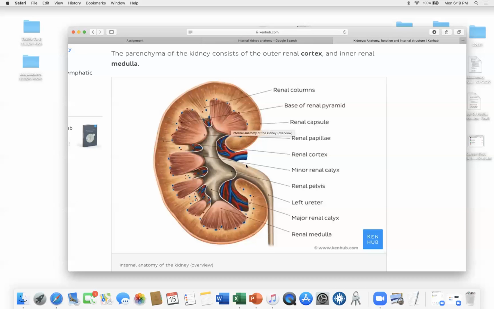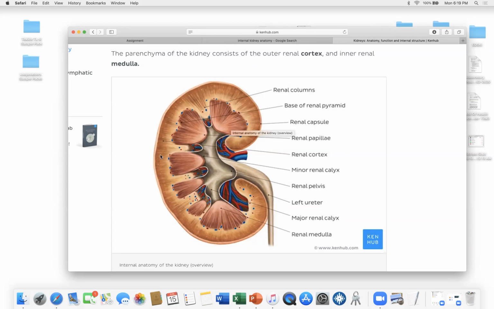Okay. Now this area right here, where the renal artery and the renal vein and the ureter meet, is called your hilum, H-I-L-U-M. And that's a classic anatomy question. What are the structures in the hilum? You'll say renal artery, renal vein, and your ureter.